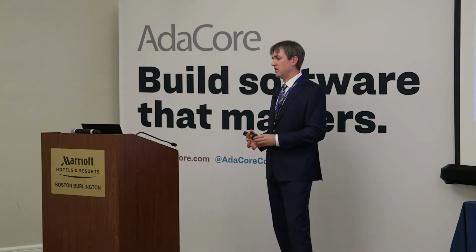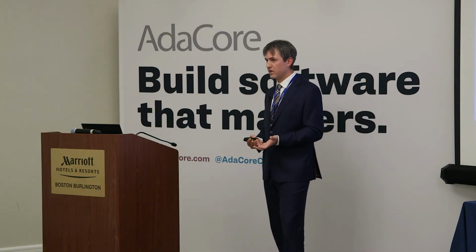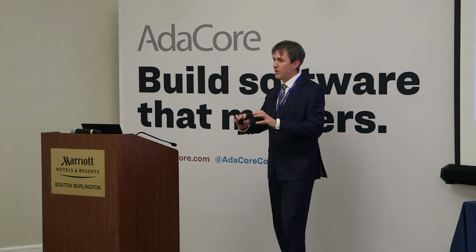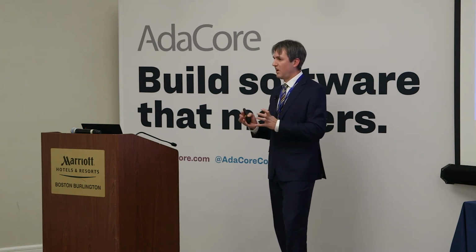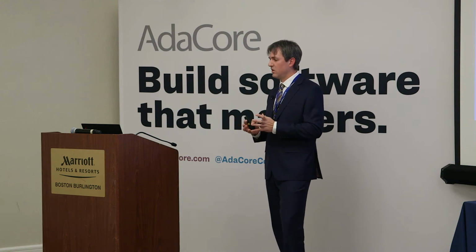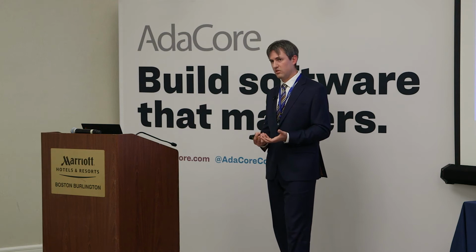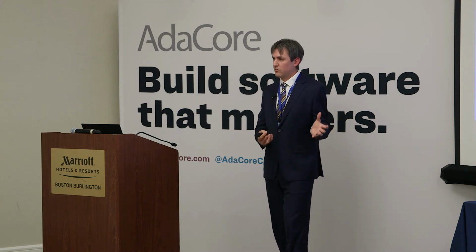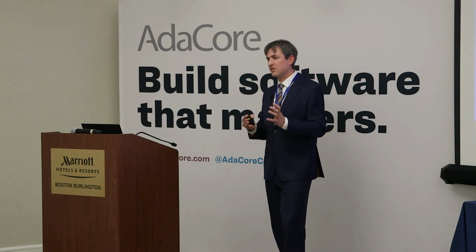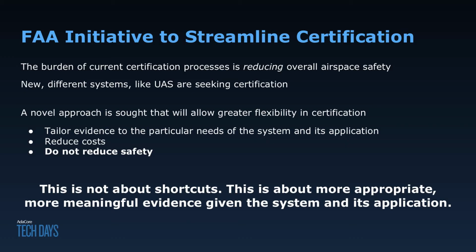So the FAA is seeking a novel approach that will allow it greater flexibility in certification. And what they want to do is to tailor the evidence that's sought so that it better fits the particular needs of the system and its application. And the goal of doing this is, of course, to reduce cost, but they don't want to reduce safety. And so I'd like to say this is all not about shortcuts. We're not trying to find shortcuts. The FAA is not trying to find shortcuts. We're trying to find more meaningful evidence given the system and its application.